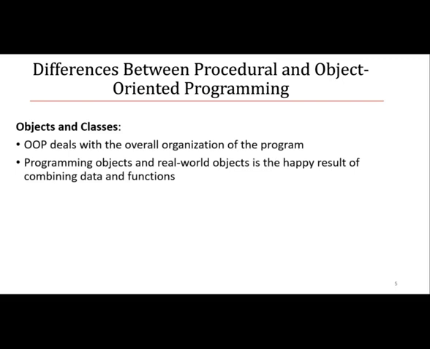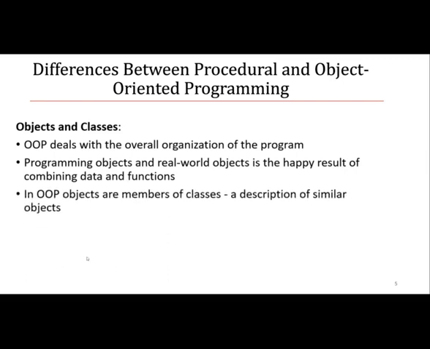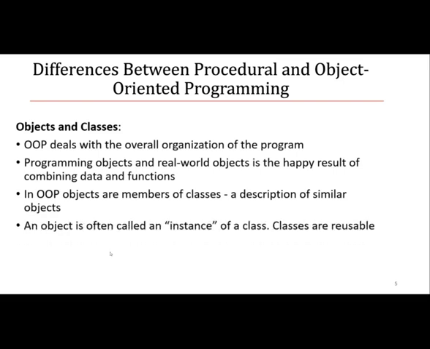Programming objects in a real-world scenario is the happy result of combining the data and the functions that work on this data. In OOP, objects are members of classes, and a description of similar objects are related to these classes. An object is often called an instance of a class, and a class is reusable. So once a class has been written, created, and debugged, it can be distributed to other programmers for use in their own programs. This is called reusability.